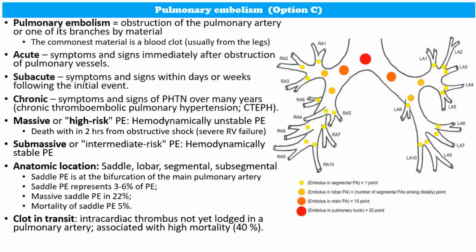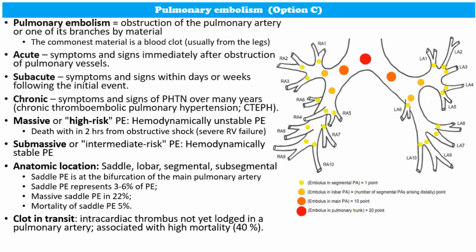Clot that is in transit through the heart is often classified as a form of PE, even though the thrombus has not yet lodged in a pulmonary artery. Clot in transit is associated with high mortality, up to 40%. Pulmonary embolism can be bilateral or unilateral, depending on whether they obstruct arteries in the right, left, or both lungs.